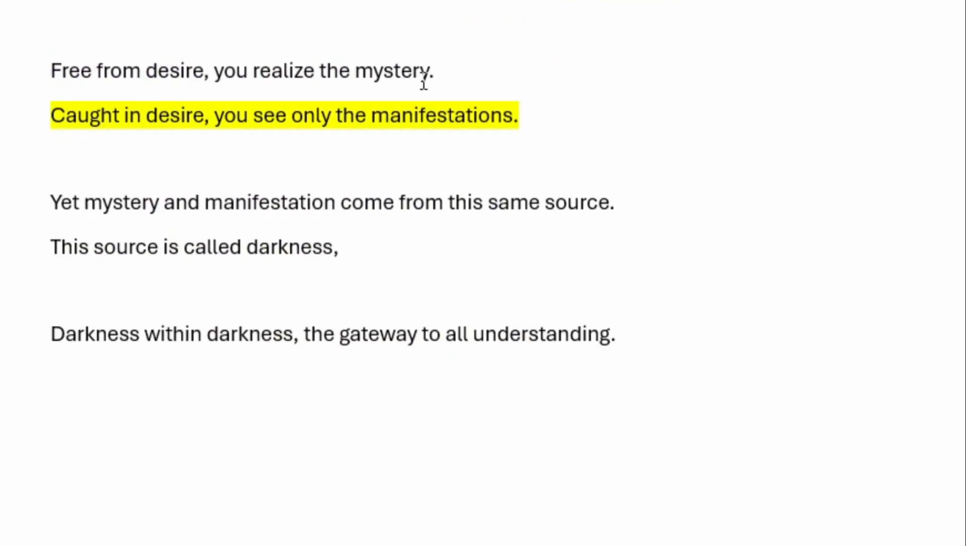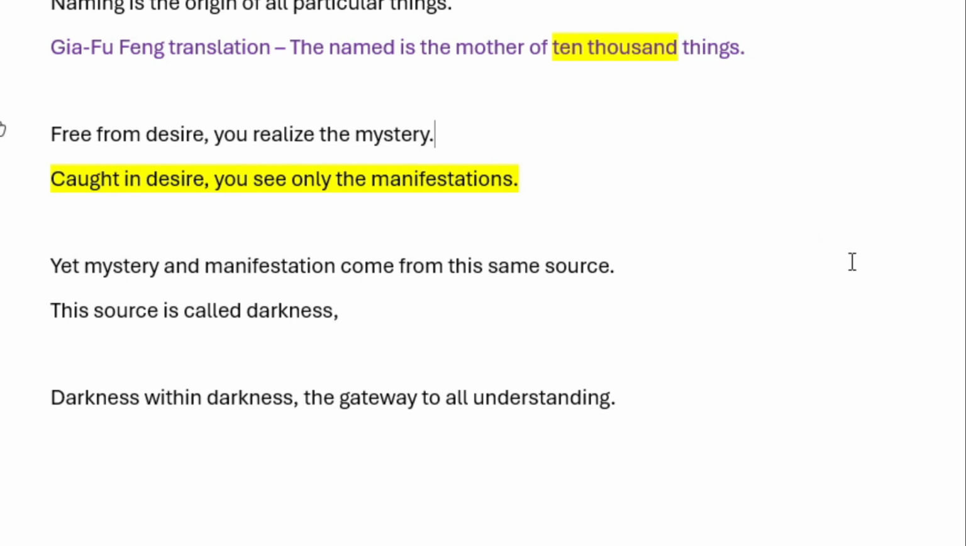Now, free from desire, you realize the mystery. Caught in desire, you see only the manifestations. How this translates is this way. The desire is in the mind. It's a mental state, remember. It's not physical desire. It is something that is held at a deeper layer. Therefore, we must treat these words as analogs. Desire, mystery, manifestations, they don't mean exactly what they sound like. They're going to have a different layered meaning, a psychological meaning that we must glean by figuring it out in our mind.